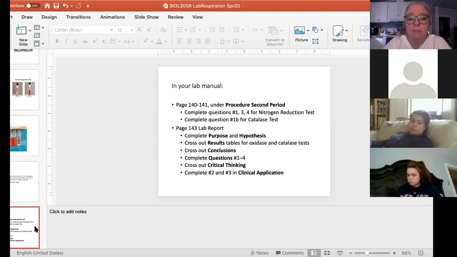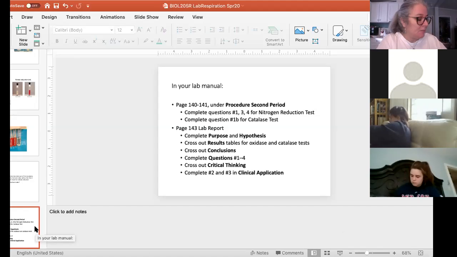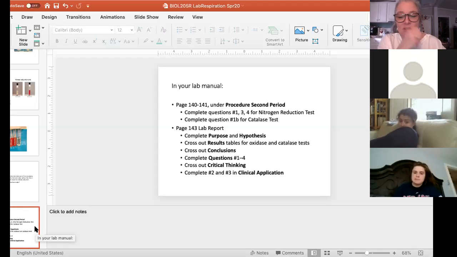So on page 140 in the manual, where it says procedure second period, I want you to complete questions number 1, 3, and 4 for the nitrogen reduction test. Or sorry, the nitrate reduction test. It shouldn't say nitrogen reduction test. So questions 1, 3, and 4. And then complete question 1B, where it says catalase test.